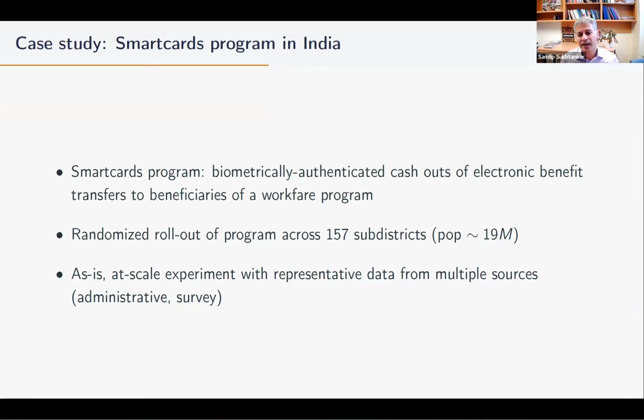okay? The other nice thing we did was we collected representative data from lots of sources, administrative data and survey data, again, making sure that it's representative of the population, which is really, really important when you're worried about, let's say, exclusion.